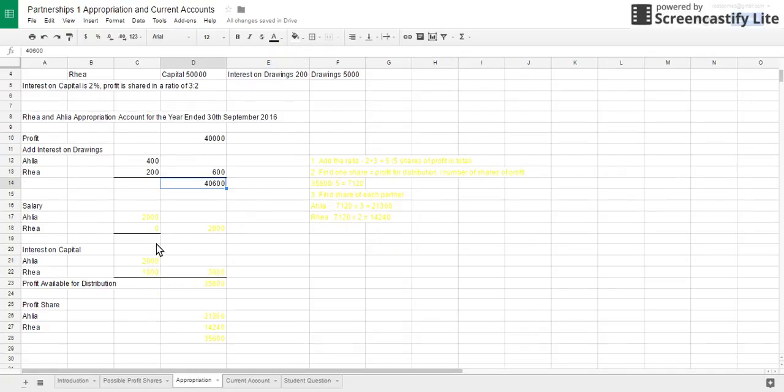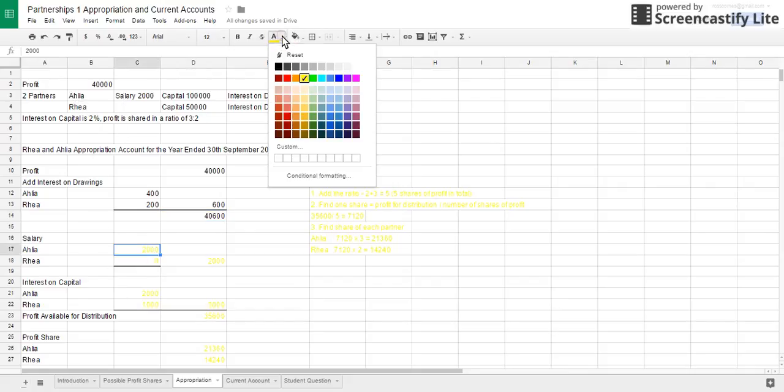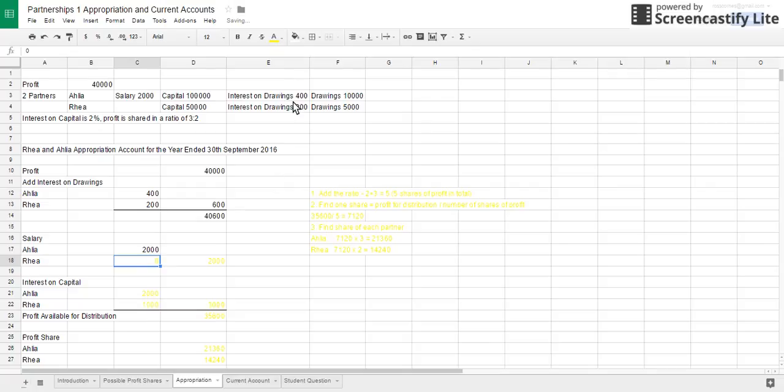between the partners. Looking up here, one of the partners only, which is Alia, is entitled to a salary. That's probably because Alia does more work in the business, whereas Ria is entitled to no salary. So the total amount of salary that needs to be taken out of this profit before we work out a profit share ratio is $2,000.